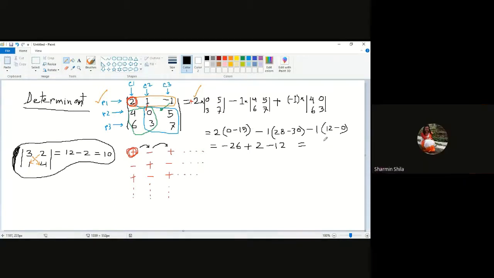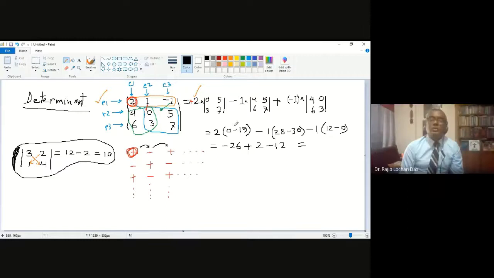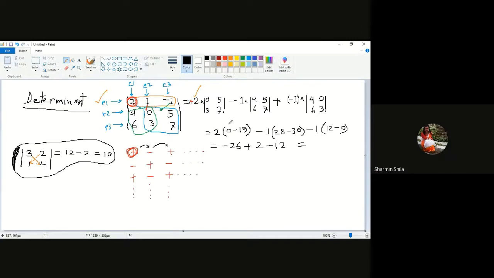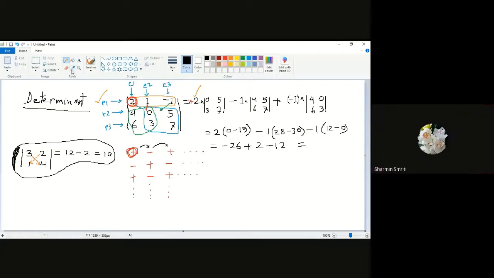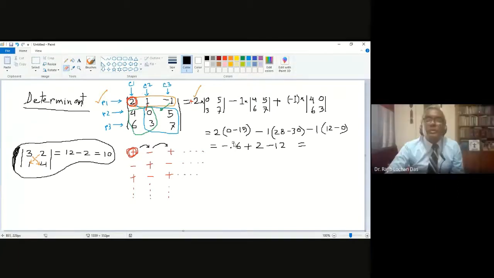But sir, you wrote down 26. So 2 into 13, but you wrote down 26. Oh, okay. Yeah, now I got it. I thought it is 13, so 26. Okay, so 2 into minus 15 actually, not 13. So it is minus 30. Yes. So plus 2 and then 12. Okay, fine. Now minus 40, right?